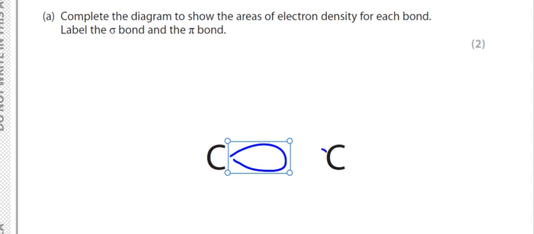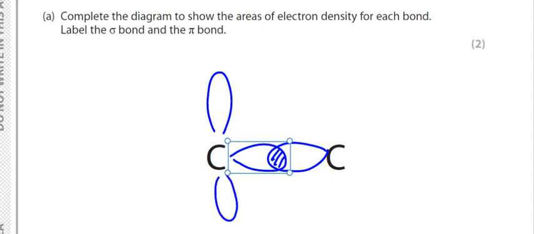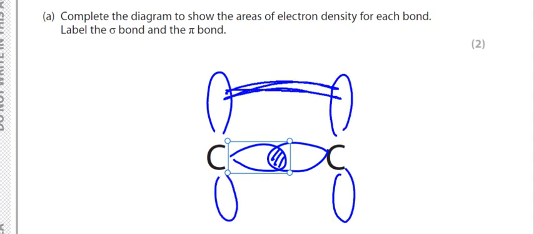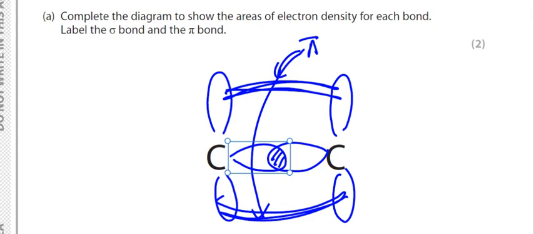Now this is the sigma bond, right? And this is lateral overlapping of the p orbital, which will give you the pi bond. This is one pi bond, not two pi bonds. This is one pi bond, and this is the sigma bond, right?